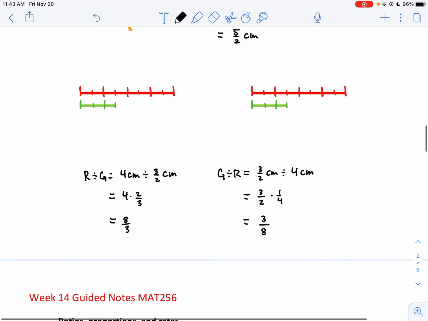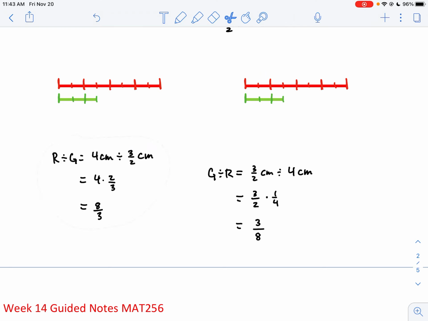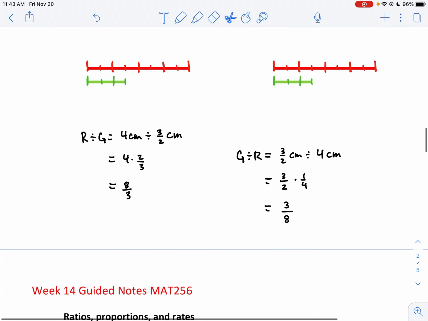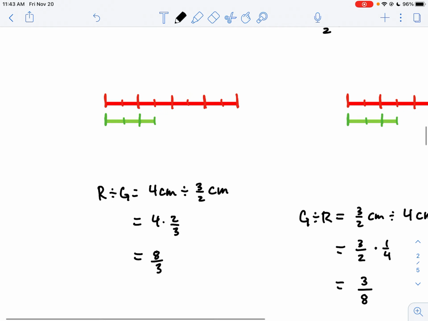Okay, now which of these goes with which drawing? This is sometimes where students will get confused. Which one is 8/3 as long as the other one? Is it R equals 8/3 G or G equals 8/3 R? Well, when you do R divided by G, you're essentially saying how many G's make R. So you're measuring R in terms of G.